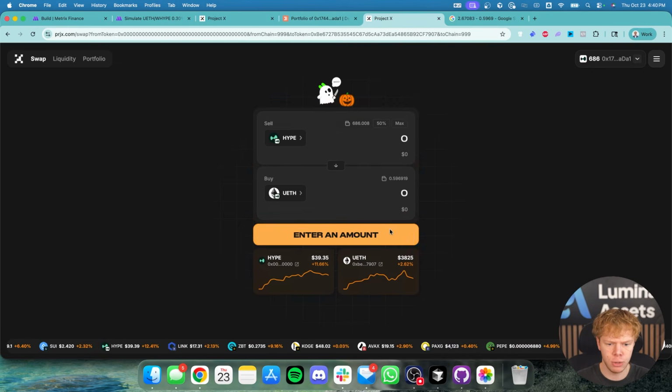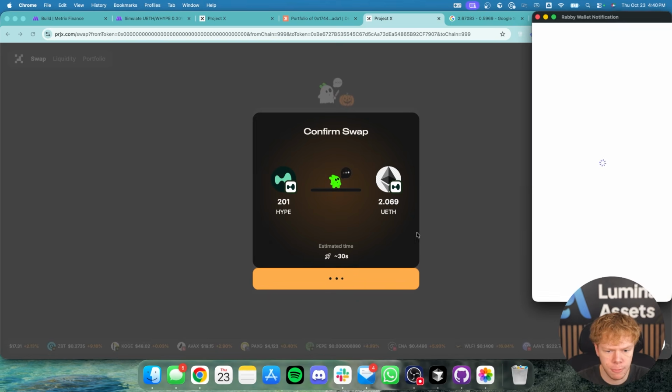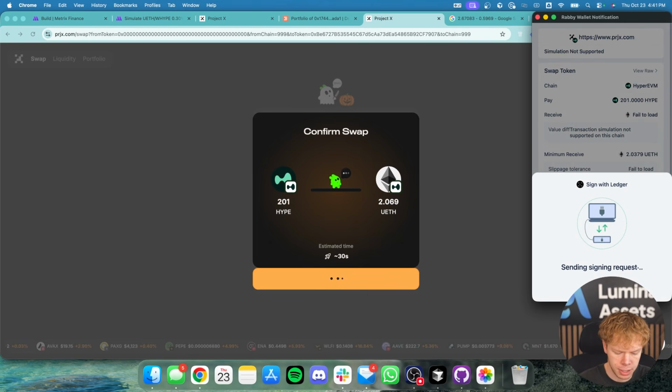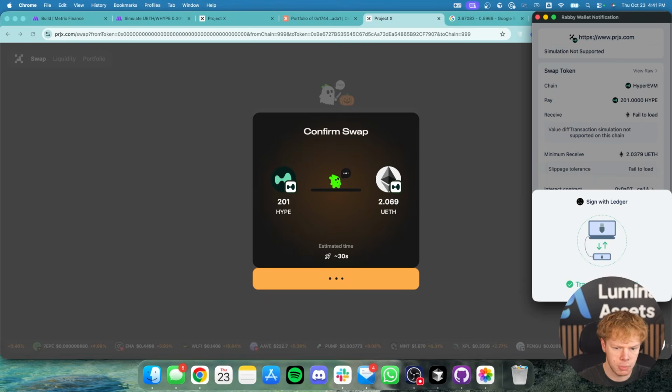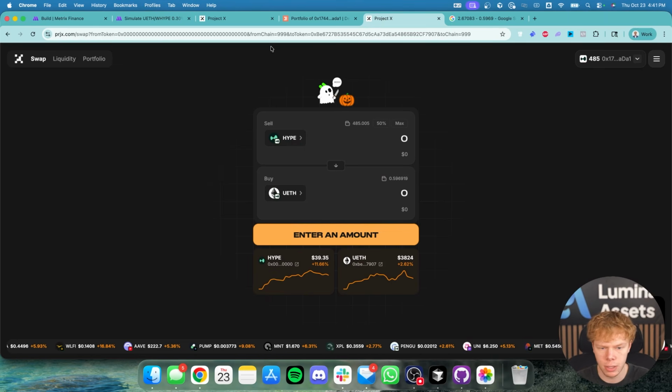So I'm going to go ahead and trade 201 Hype for some UETH right over here using Project X. It's going to prepare the transaction. It's going to ask me to confirm basically, and then I'll be able to sign this transaction right over here and ultimately sign it in my Ledger device as well. And then it's going to execute on that trade immediately. It's going to immediately put that ETH in my wallet. And then from there, I'm going to be able to actually deploy into this liquidity pool.